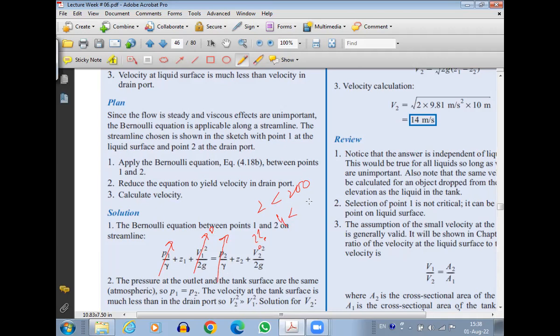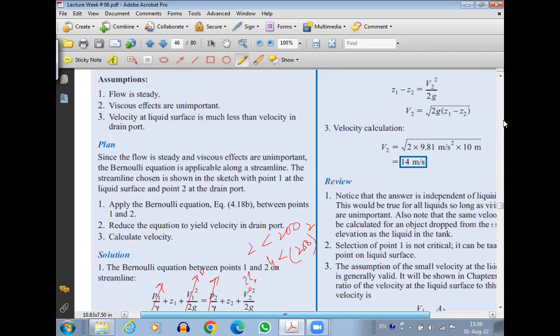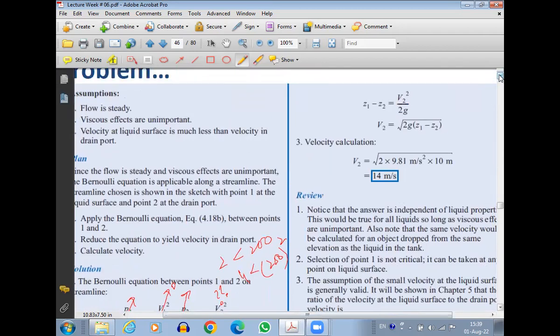Okay, I'm just giving you an example here. The difference between 2 and 200 is also large, but the difference between 200 squared and 4 is significantly higher. So this is the idea. We ignore V1. So what are we left with? Z1, Z2, and V2 squared upon 2G. We need to find V2. So let's put V2 on one side of the equation. Now we are left with just this. This is what we are left with.